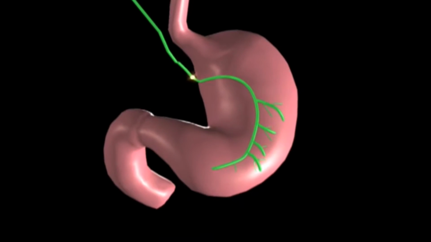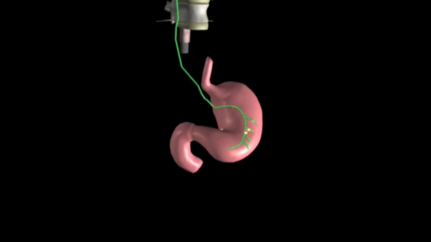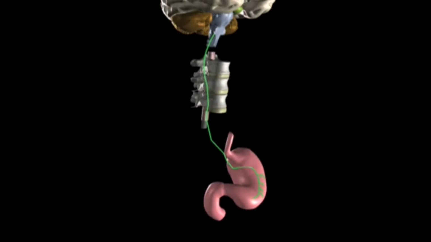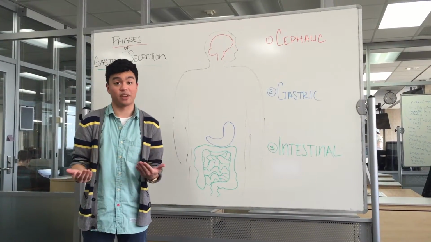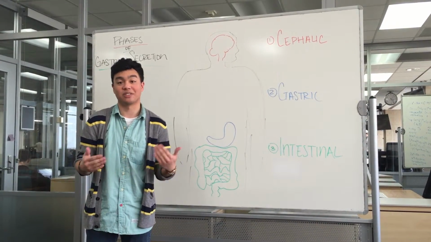It also triggers G cells to release gastrin. Gastrin promotes histamine secretion, which leads to more HCl in the stomach. The second phase of gastric secretion is called the gastric phase. This occurs when food enters the stomach.